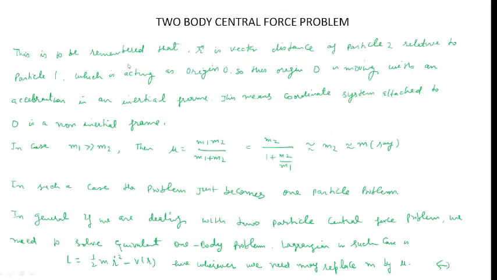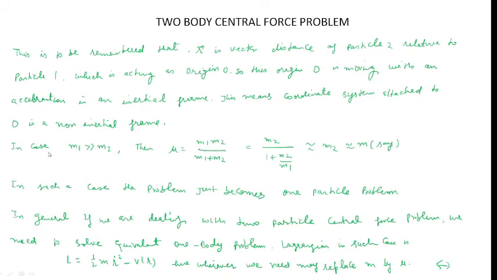It is also important to note that vector r is the vector distance of particle 2 from particle 1, which is acting as origin O. So this origin O is moving with an acceleration in an inertial frame. This means the coordinate system attached to O is a non-inertial frame.